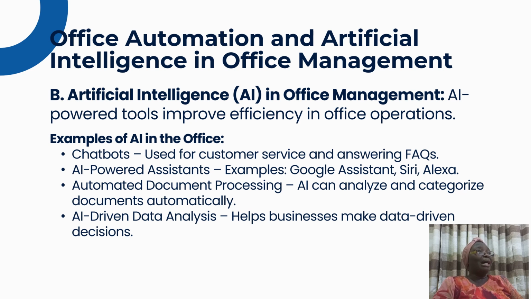Then AI-powered assistants, like Google Assistant, I've talked about that, then Siri. Then we have automated document processing. AI can analyze and categorize documents automatically for you. You just need to give instruction. If you are not clear, if you are not satisfied, all you need to do is to instruct again, and steadily, step by step, you arrive at your destination. AI-driven data analysis helps businesses make data-driven decisions that can pose problems or whatever they don't understand.